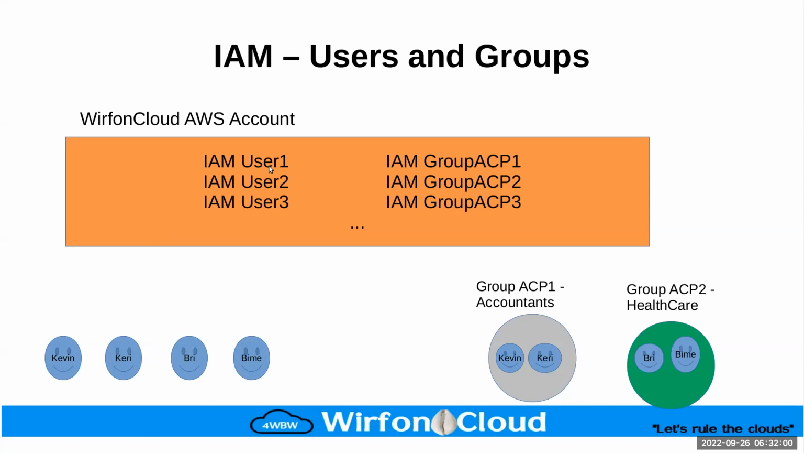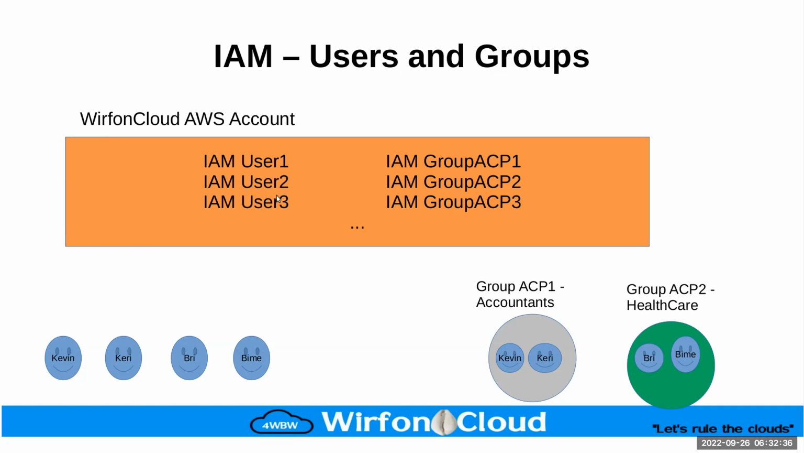But just try to think about it this way. In the account, you have different users, but maybe in ACP1, that is our AWS Cloud Practitioner course, you have people grouped into different groupings. Maybe some people here are accountants, some are in healthcare, some are in logistics, for example. So we have different groups, and we want people in each group to have a particular set of permissions.